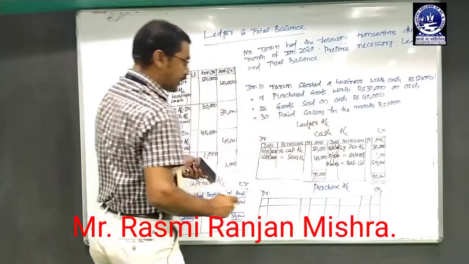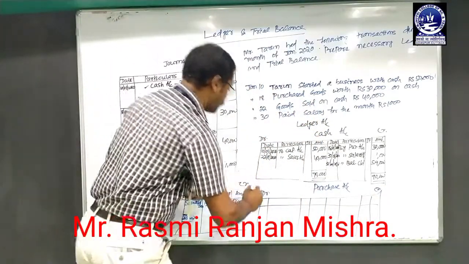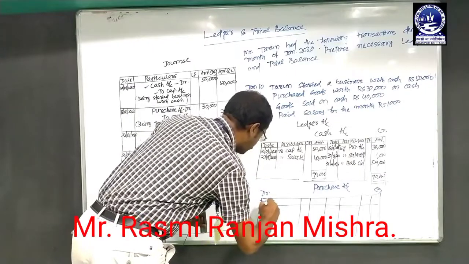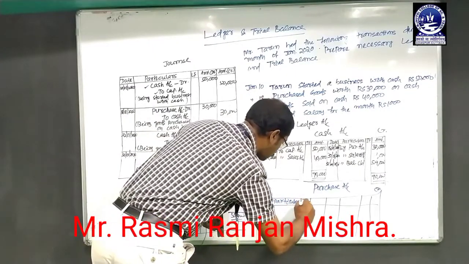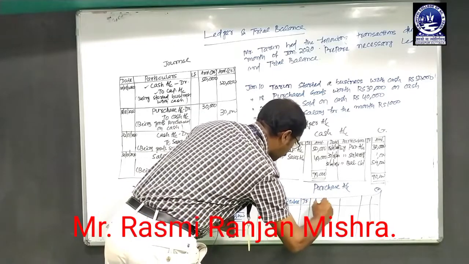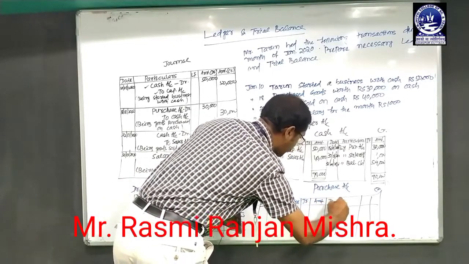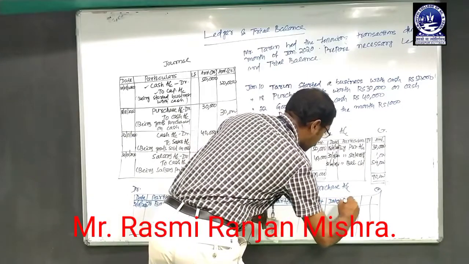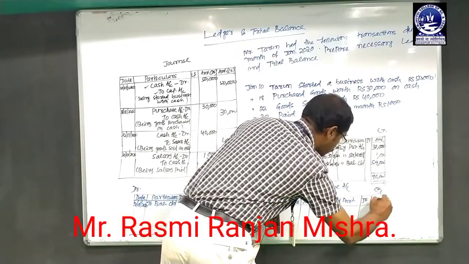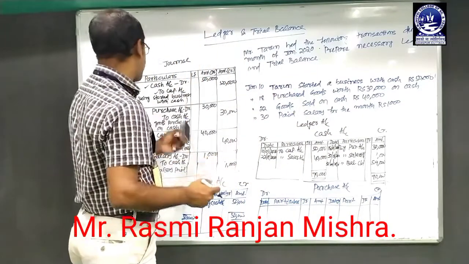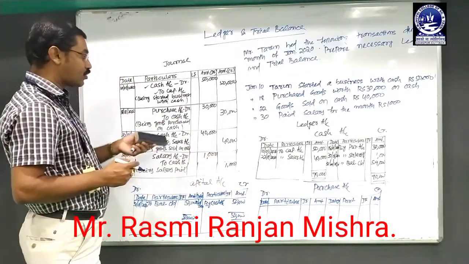Same procedure: left side debit, right side credit. The first column is date, the second column is particulars, the third column is journal folio, the fourth one is amount, and likewise the other four columns are date, particulars, journal folio and amount. So we are going to prepare the ledger account of the purchase account.